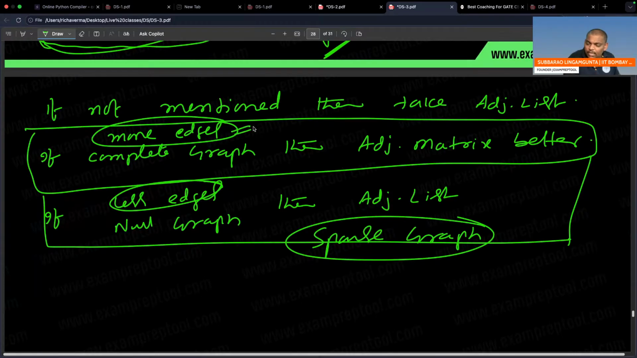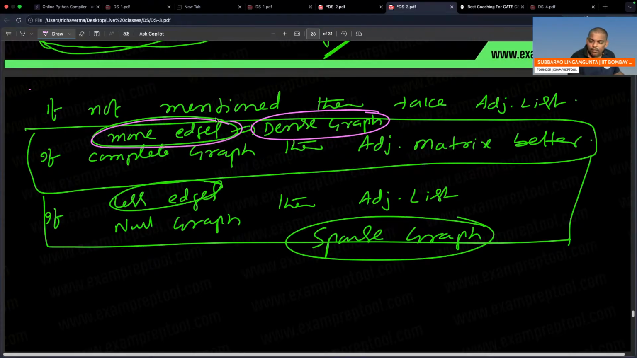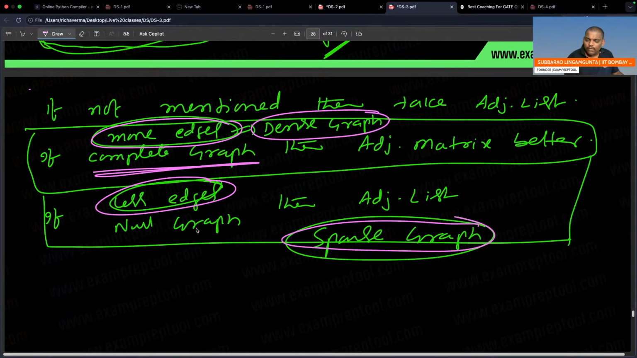More edges means a dense graph. Technical words, can you remember? More edges means more density, a dense graph, something like a complete graph, then adjacency matrix. Less edges is called a sparse graph, something like a null graph, then go for list. Suppose nothing is mentioned, then take adjacency list, because the advantage of adjacency list is that it takes only as much space as needed.